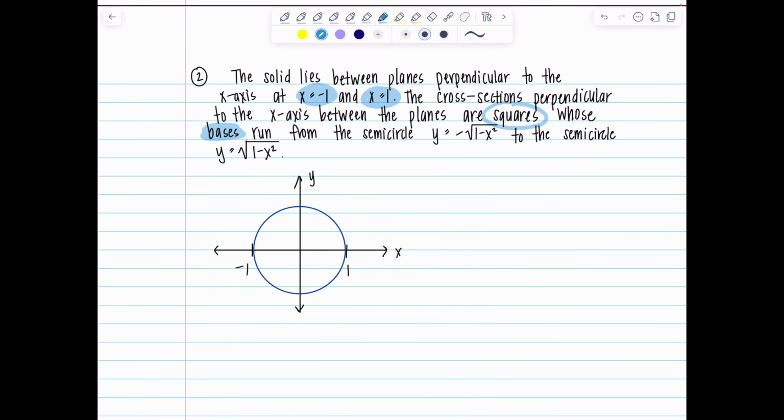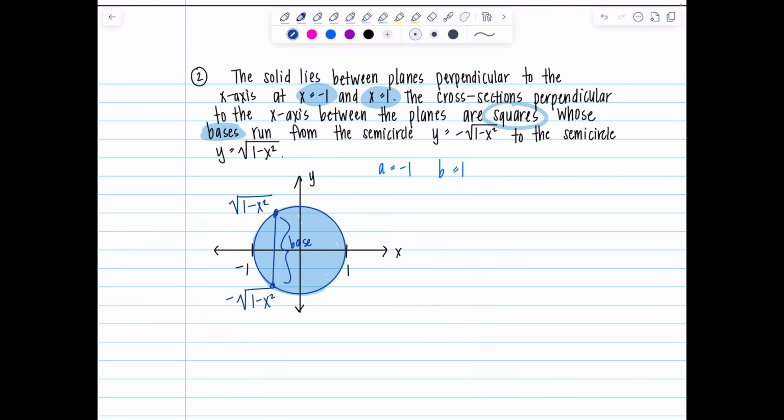So that's a and b right there. A is negative 1 and b is 1. So all of this is the base of my solid. And then we're making squares perpendicular to the x-axis. And this is the base of the square. It runs from the semicircle negative rad 1 minus x squared up until positive rad 1 minus x squared. That's the base right there.